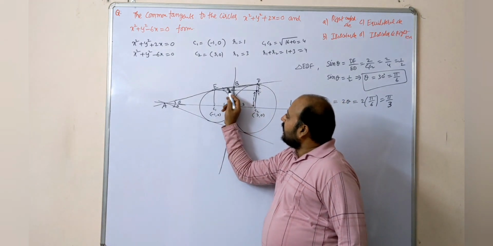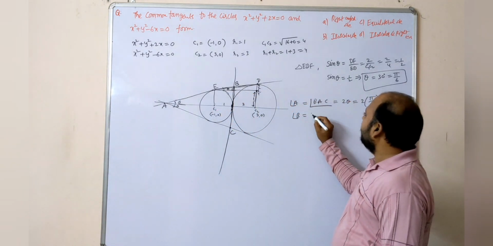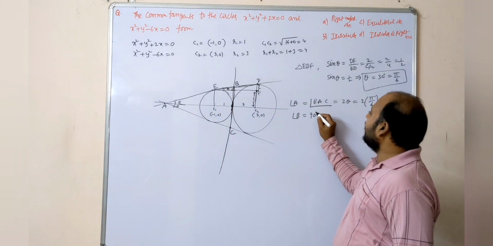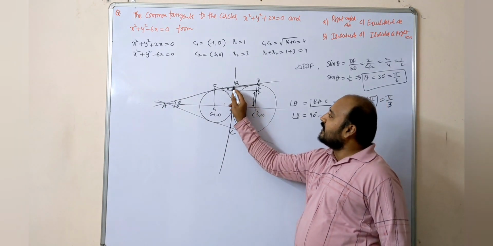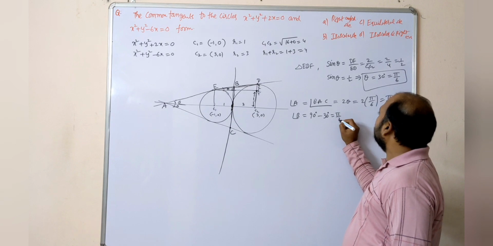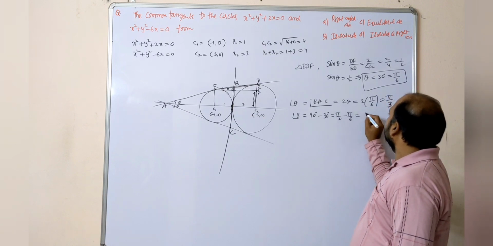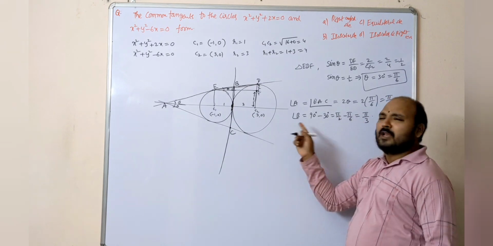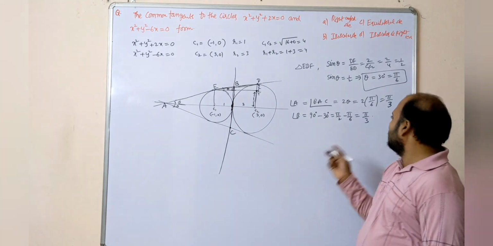From here 90 plus 30. Here angle B is equal to 90 degrees minus, this is 90 minus this value 30 degrees. So pi by 2 minus pi by 6, that is equal to pi by 3. So angle B also we got it as pi by 3.